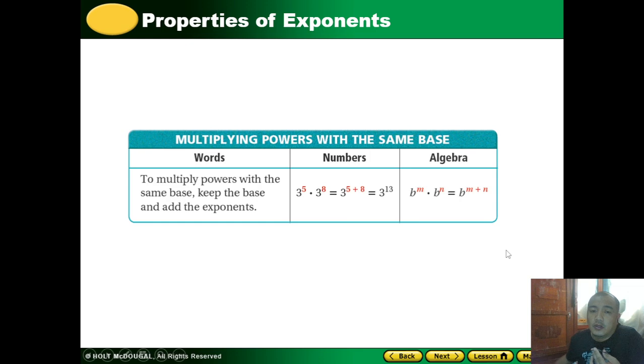So in multiplying numbers with the same base, keep the base and just add the exponents. That's the first rule or law of exponents. Example here. 3 to the 5th power times 3 to the 8th power, meaning you just add the exponents, keep the base. They have the same base, so keep the base, just add the exponents. 5 plus 8 is 13, so the answer is 3 to the 13th power. So in algebra, b raised to m times b raised to n means, they have the same base, so just add exponents m and n. b raised to m plus n is the answer.